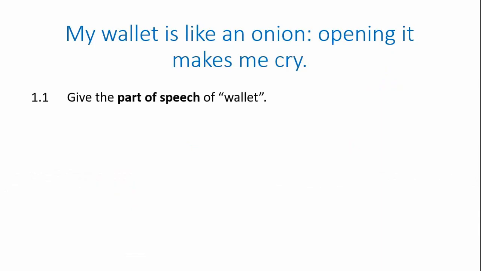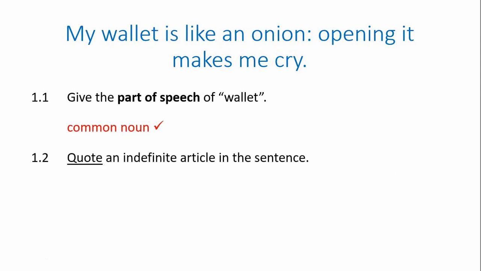It asked us to give the part of speech of wallet. Of course, we get many wallets, small letter, common noun. Right, quote an indefinite article in the sentence. An indefinite article is only a and an, so we look here, there we go, there's an, so that is the answer. But it also says quote, so I make sure that I put it in inverted commas.